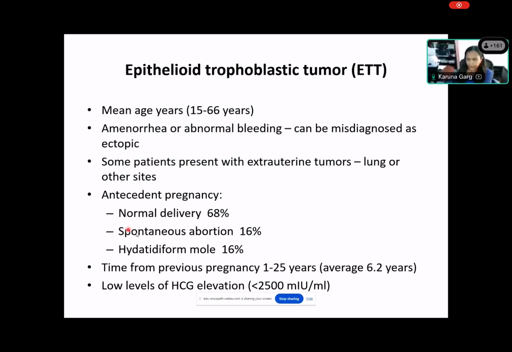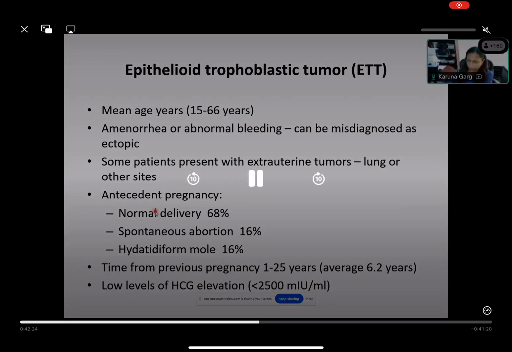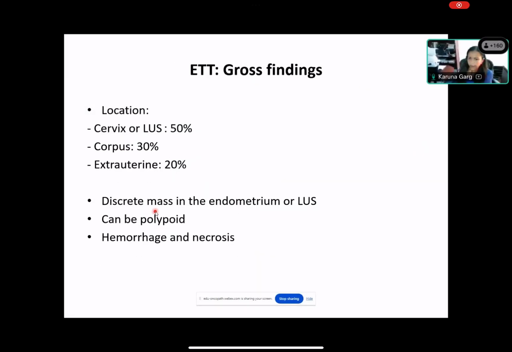Like PSTT, most of these follow a normal delivery. A smaller subset will follow a molar pregnancy or an abortion. And like PSTT, the time from previous pregnancy can be quite variable. And like PSTT, the HCG levels in ETT are also low level elevation. A majority of these are actually located in the upper endocervix or the lower uterine segment. And again, a small minority of them will actually be extrauterine at the time of diagnosis.